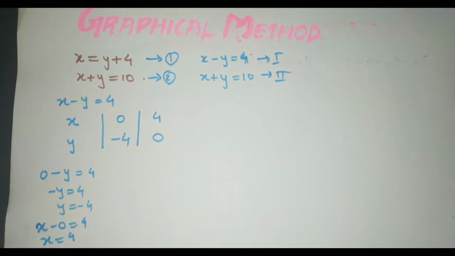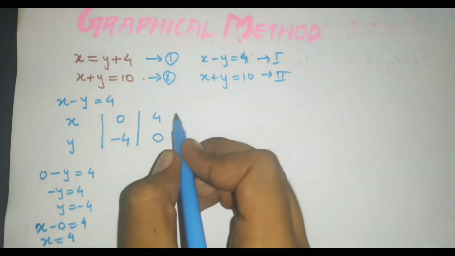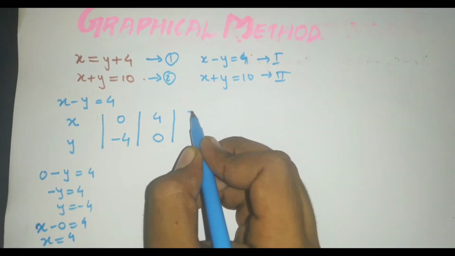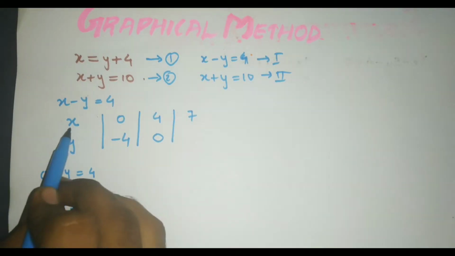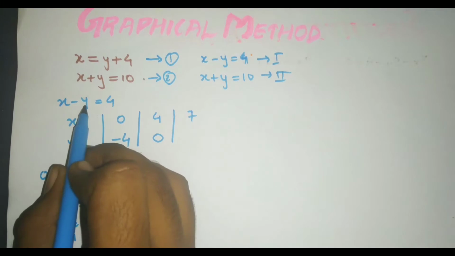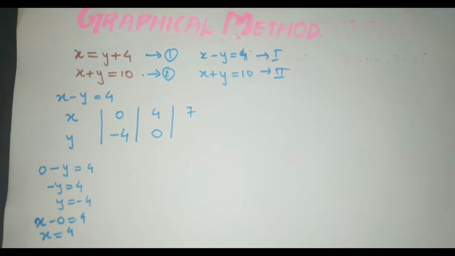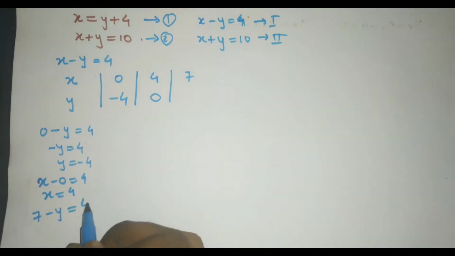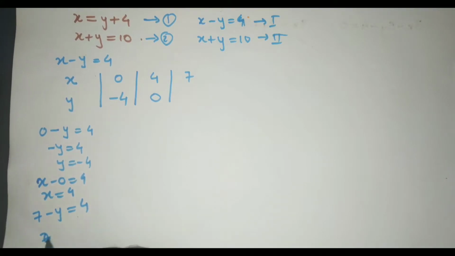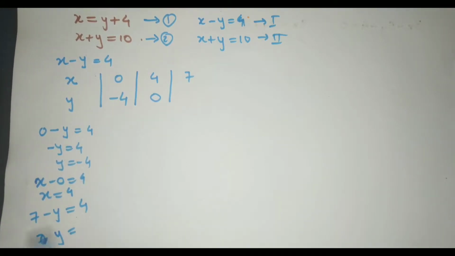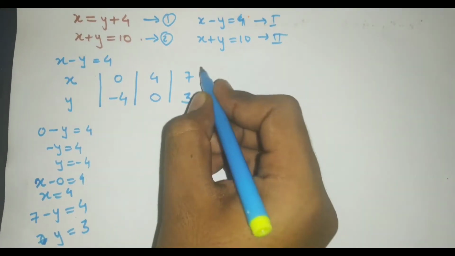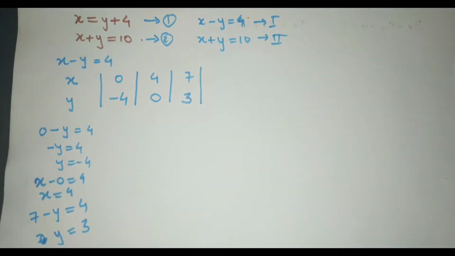Now one more value I have to put. I'll put any value, suppose I'll take 7. So when I put x as 7, 7 minus y is equal to 4, right? 7 goes to that side, so y becomes 4 minus 7, so y becomes 3. So 3 values are enough. You can take many more values, but 3 is enough.